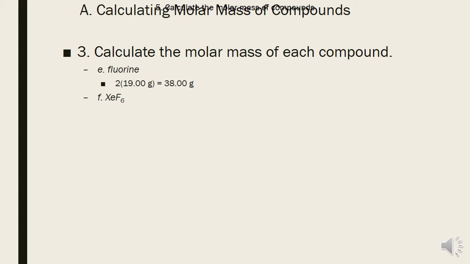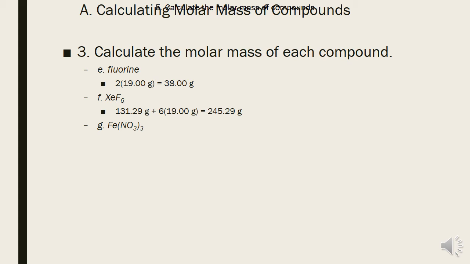All right, next one, xenon heptafluoride. Again, ask yourself, how many moles of each element are there? Well, I can see there's 1 mole of xenon, 6 moles of fluorine. So the molar mass of xenon is 131.29. Adding that to 6 times the molar mass of fluorine, that should give you 245.29.